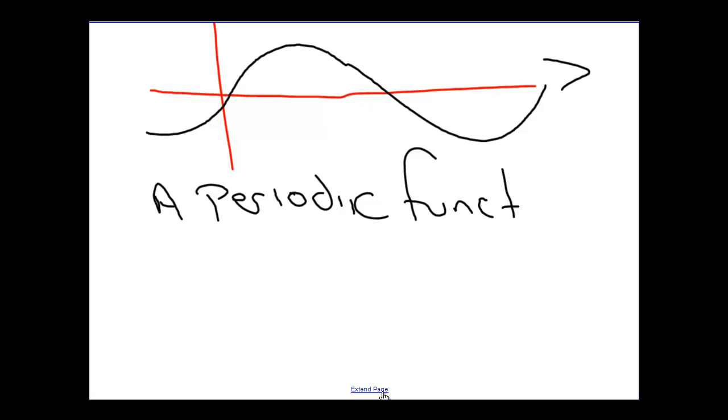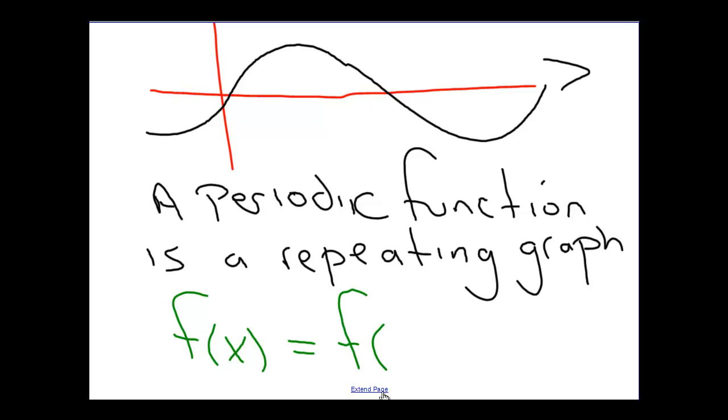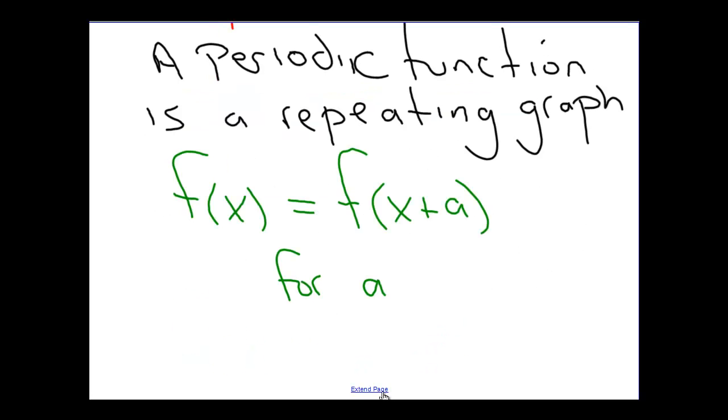A periodic function is simply a repeating graph, and we're not very used to seeing repeating graphs in the work that we have done so far. To define it in terms of function notation, a function is periodic if the function is equal to the function at some other x value for all x. In other words, if we shift the graph over by a units, we end up with the same function value. Okay? We can see that on the sine graph.